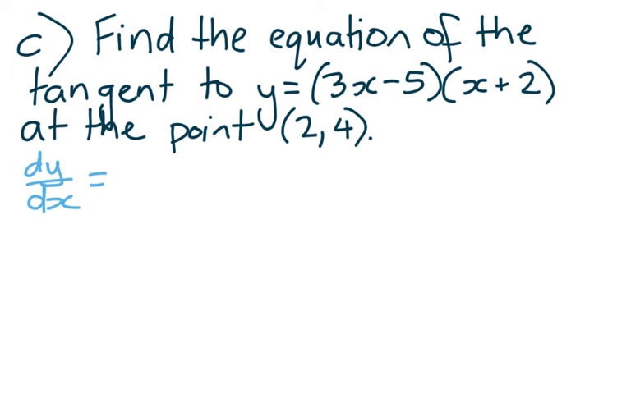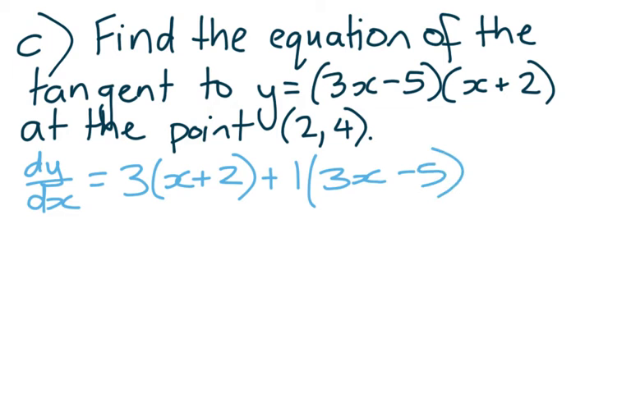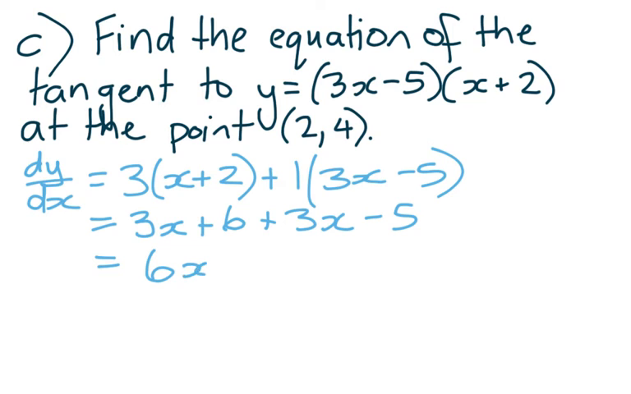So derivative of the first is 3 times the second, which is x plus 2, plus the derivative of the second, which is just 1, times the first. So you don't always have to write the 1. I purely write it just so I know that I've actually written the derivative there. And then we can expand this. So 3x plus 6 plus 3x, take 5. So we would end up with 6x plus 1 as our gradient formula.